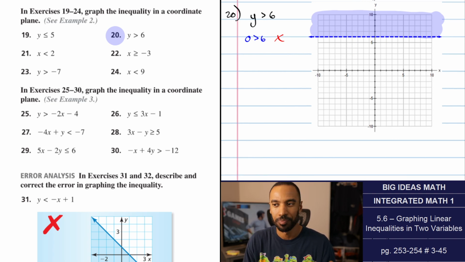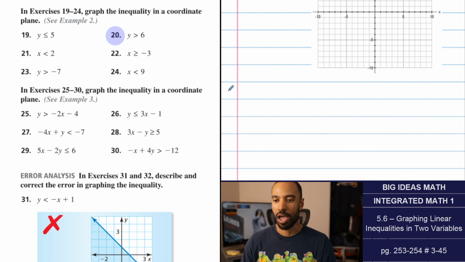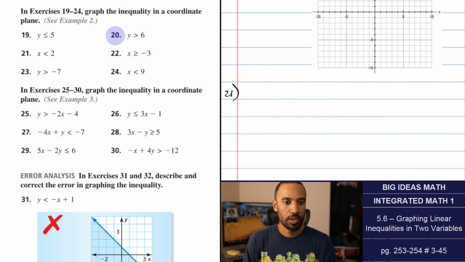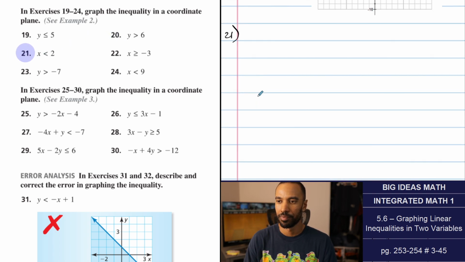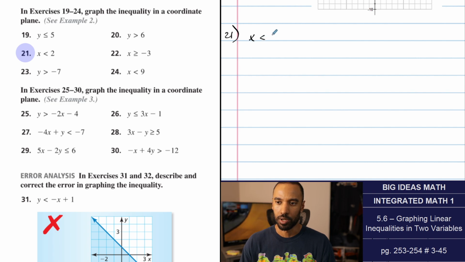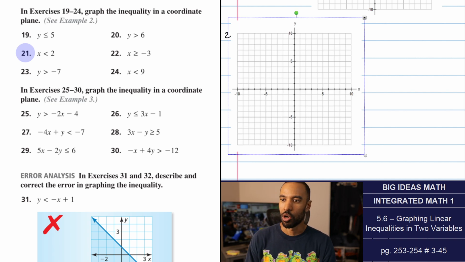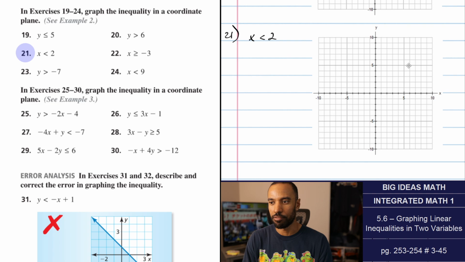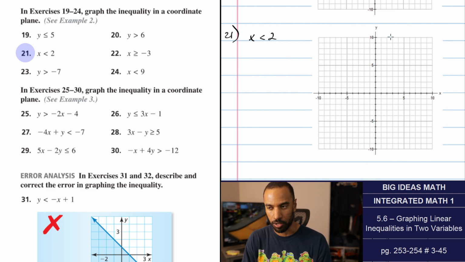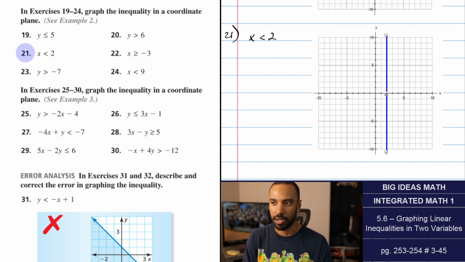Doesn't matter what x is. Not for the one variable ones. We're still graphing them on a set of axes, though. Numbers 21 and 22 involve x this time. X is less than 2 is the first one. So with this one, an x equals equation, if you recall, is a vertical line, not a horizontal line. So x equals 2 would look like this. Because it's less than and not equal to, it will only be a dotted or dashed line, not a solid line like this.